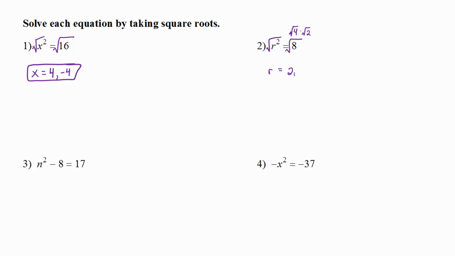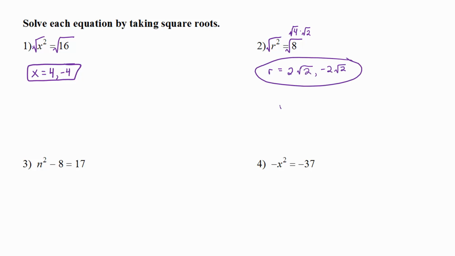I'm going to have a positive version of that answer and a negative version. So I'm going to have 2 square roots of 2 and negative 2 square roots of 2.